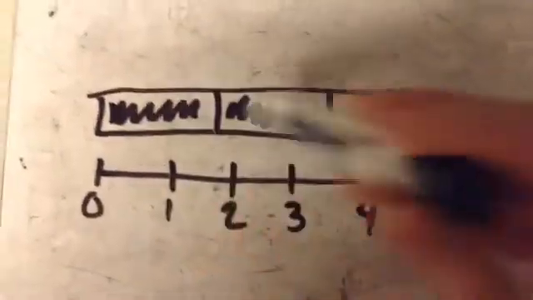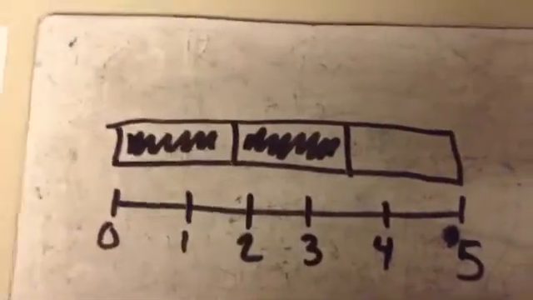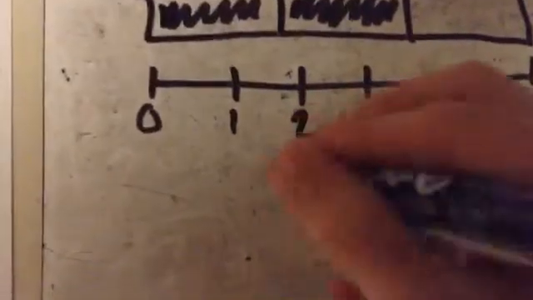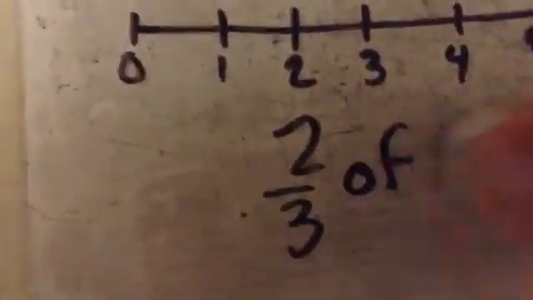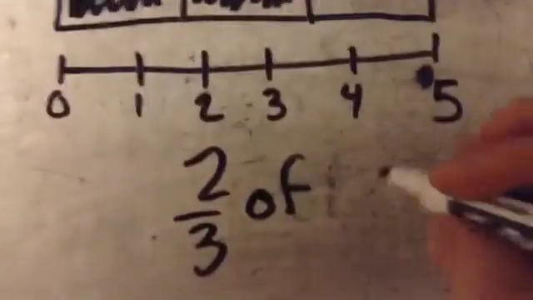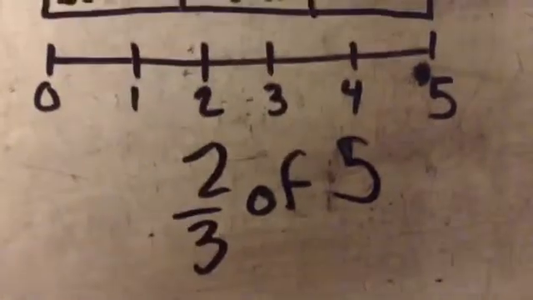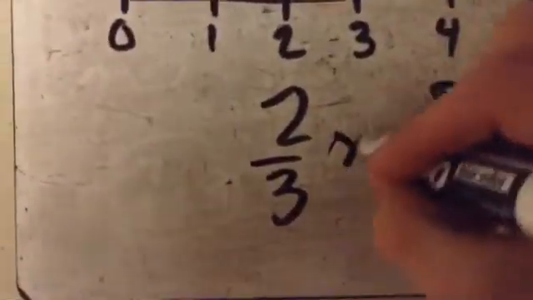Alright, and the diagram up top is actually divided into 3 sections. 2 of them are shaded. So, I'm looking at 2/3 of a diagram that's 5 units long. 2/3 of 5, which we know of means multiply.